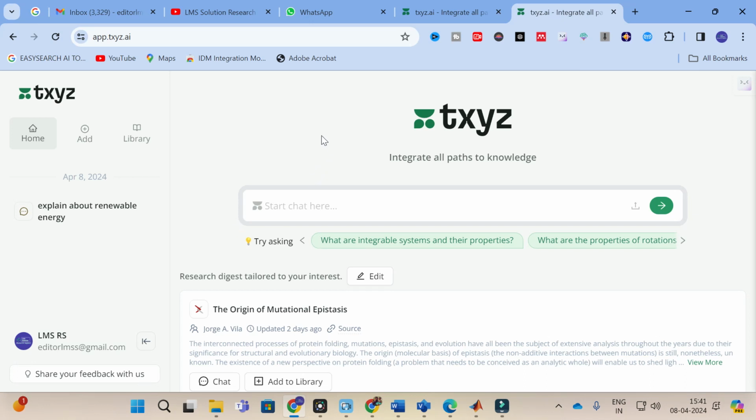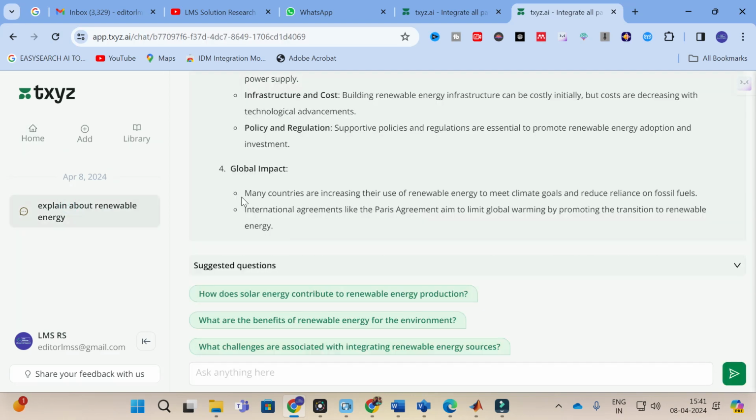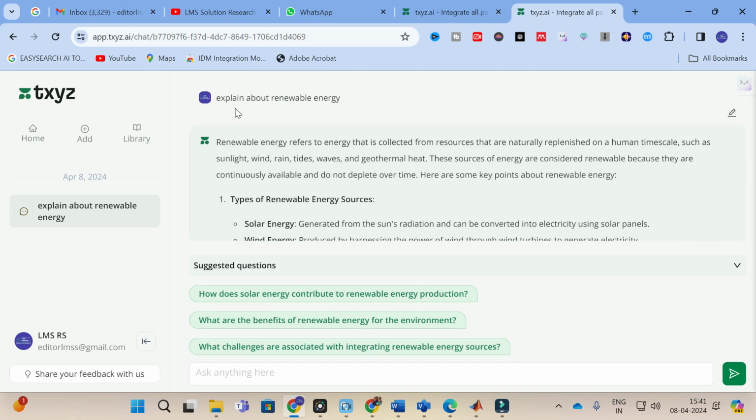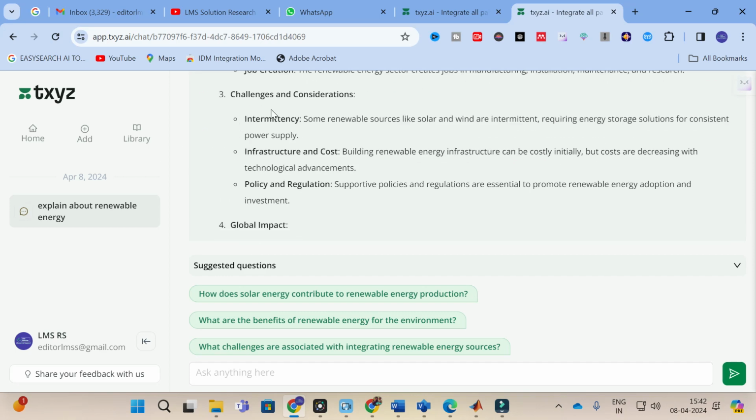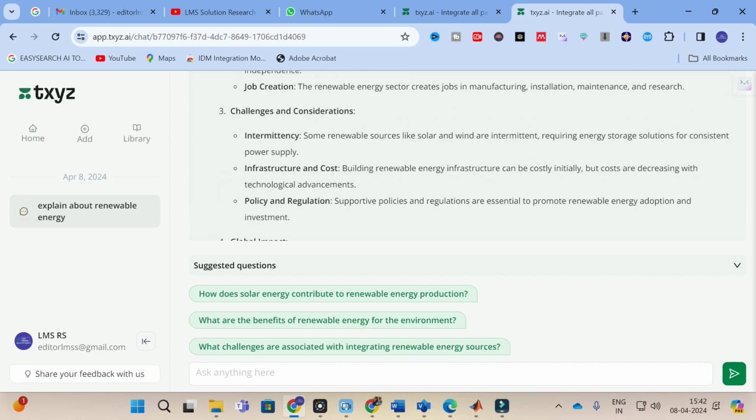In this chatbot, as I have already explored with some research prompts, a normal prompt like what we often ask: I have asked it to explain renewable energy. Here you can see that renewable energy refers to energy collected from resources that are naturally replenished on a human time scale, such as sunlight, wind, rain, tides, waves and geothermal heat. The sources of energy are considered renewable because they are continuously available and do not deplete over time. Next, these are the types of renewable energy, benefits of renewable energy, and you can see challenges and considerations related to renewable energy, and global impact. So this is how the content is generated.